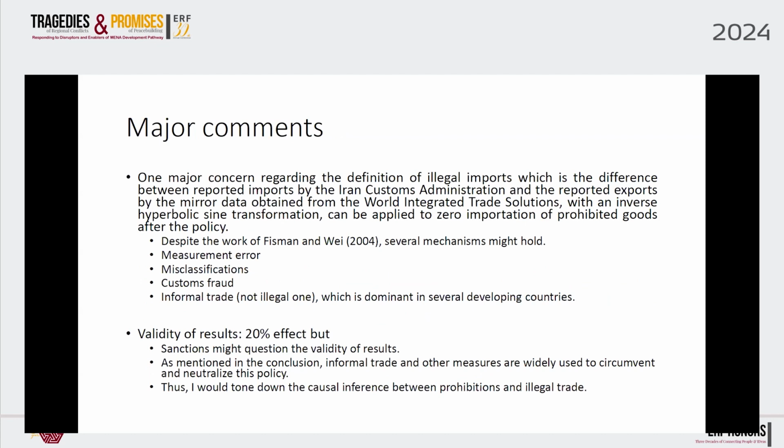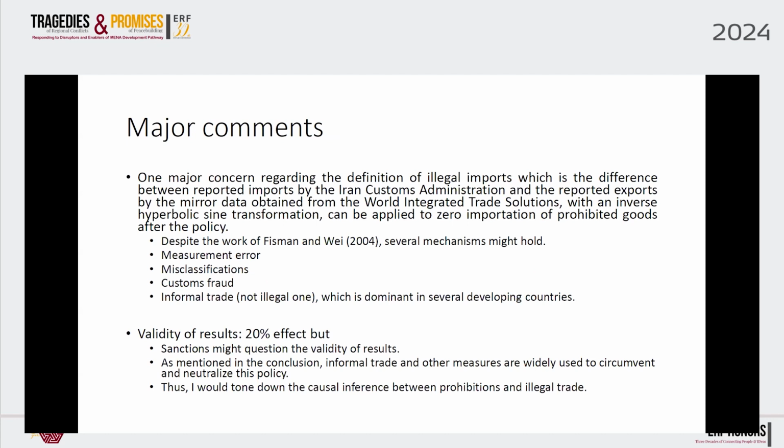So as I said, it's a very important contribution, but I think the one major concern in the paper would be how illegal imports are defined. Because in the paper, and Kowsar mentioned it in the presentation, it's the difference between reported imports by Iran Customs Administration and the reported exports by the mirror data obtained from the World Integrated Trade Solution.